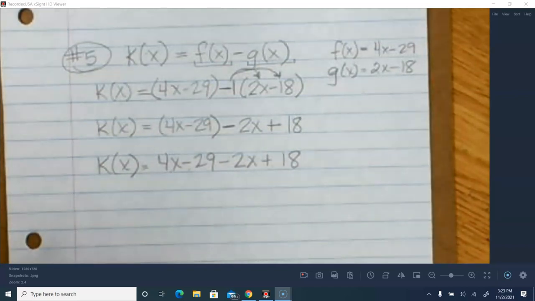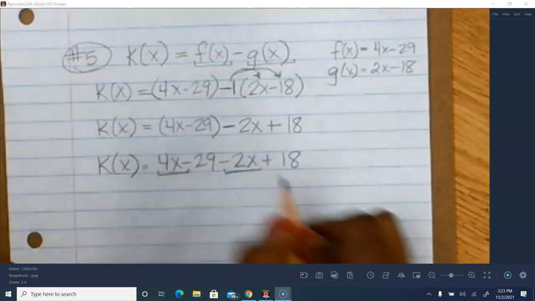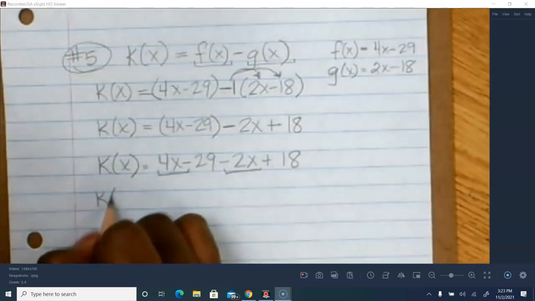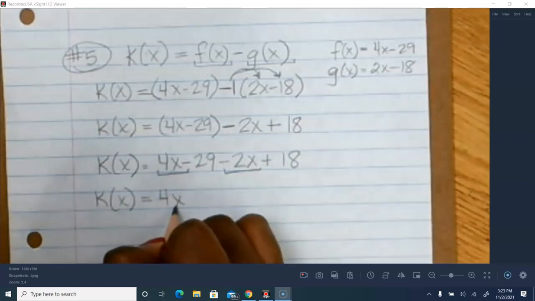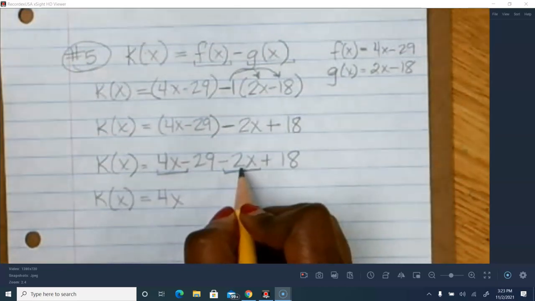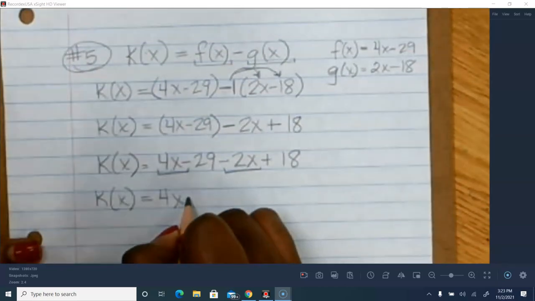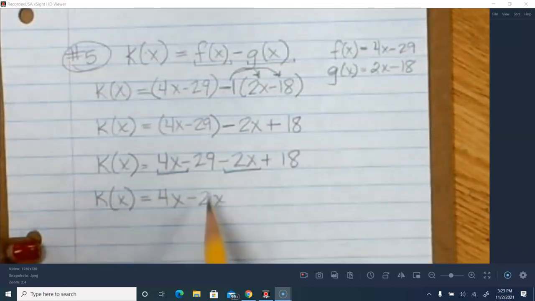So I want to combine those like terms, but I'm going to use the commutative property to put those things that are like side by side. Remember, like terms are terms with the same variable and the same exponent. So I have 4x and negative 2x that are like. So I'm going to rewrite this as k of x is equal to 4x. And then this 2x has a minus in front of it, but if I read the term itself, it's a negative 2x. I'm going to put negative 2x. I'm keeping my terms lined up, first term, second term.